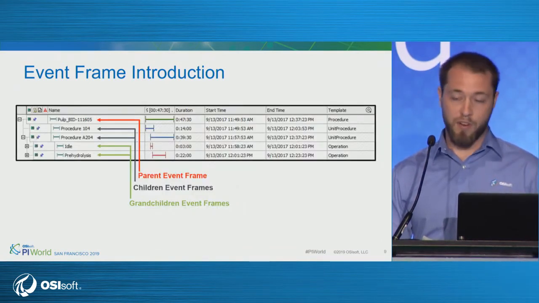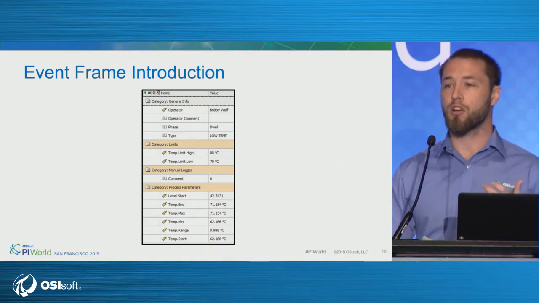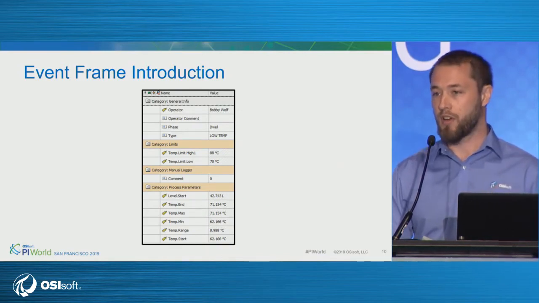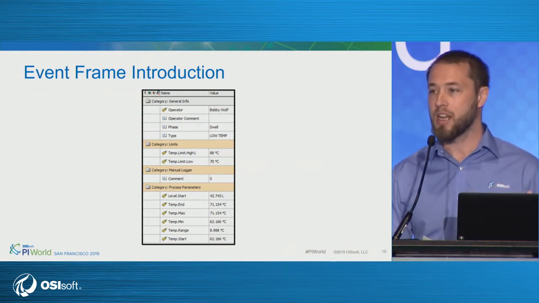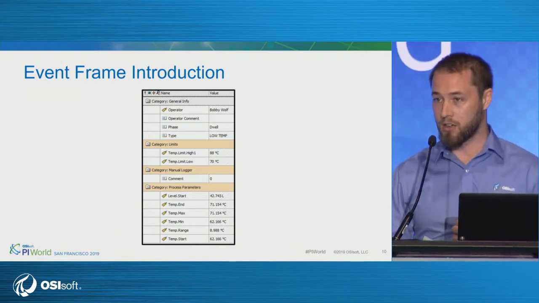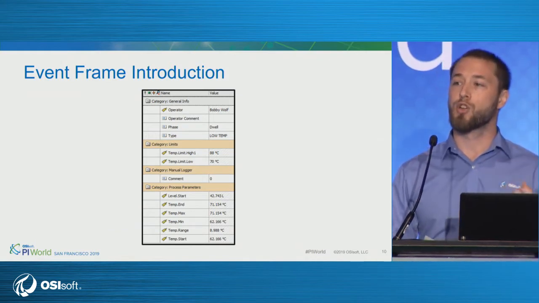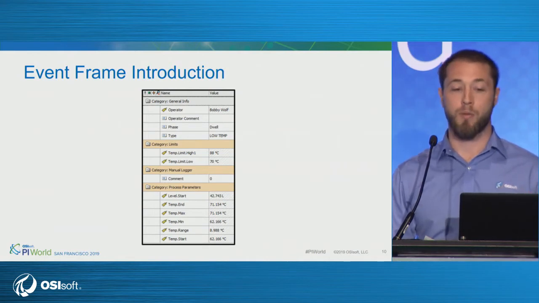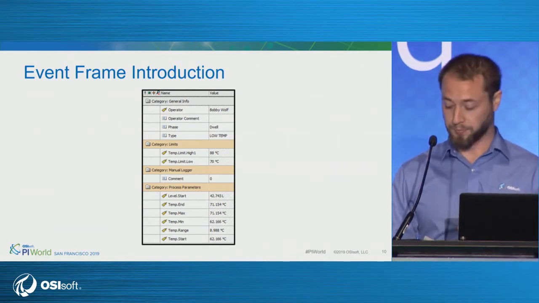Once you double click on an event frame in this list, you're brought to a general page, right? And this is where you can see all the inherent information for the event frame, right? The start time, the end time, the name, the event frame description, etc. Most customers go straight to the attributes tab, which is what we're looking at here. And again, this is where you're going to get the majority of your context from for your event frame.